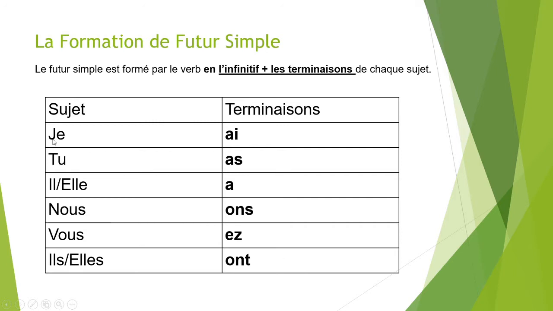So for the sujet je, you add ai. For tu, as. For il ou elle, you add a. For nous, ons, vous, ez, and for ils and elles, you add ont.